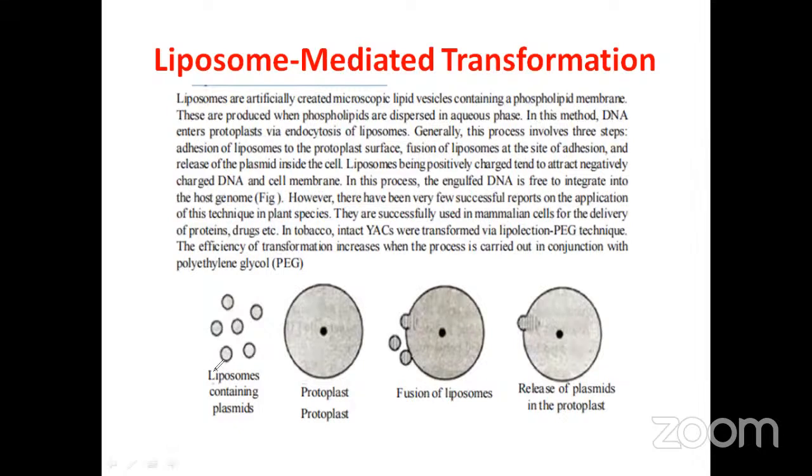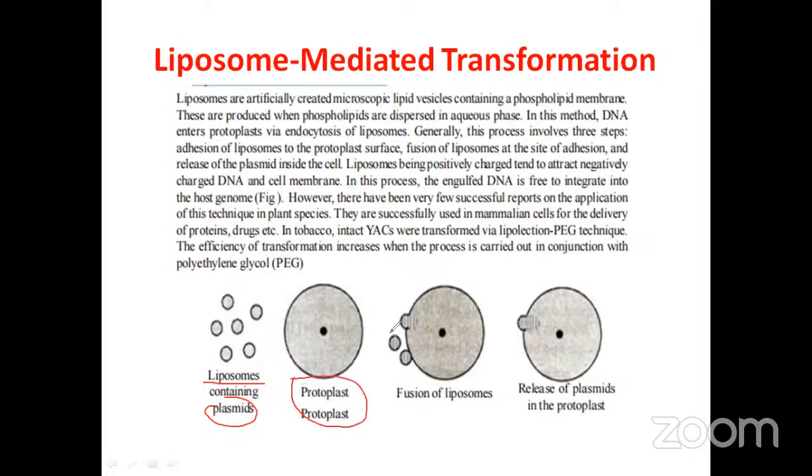Liposome containing plasmid, liposome containing membrane, plasmids. Phospholipid membrane. These are produced when phospholipids are dispersed in aqueous phase. In this method, the DNA enters the protoplast via endocytosis of liposomes. This is the protoplast target.